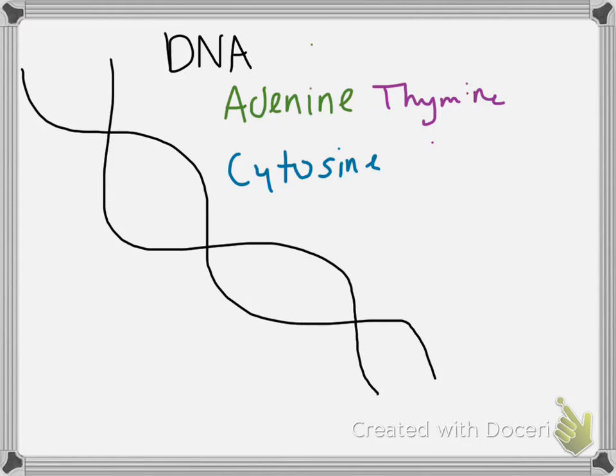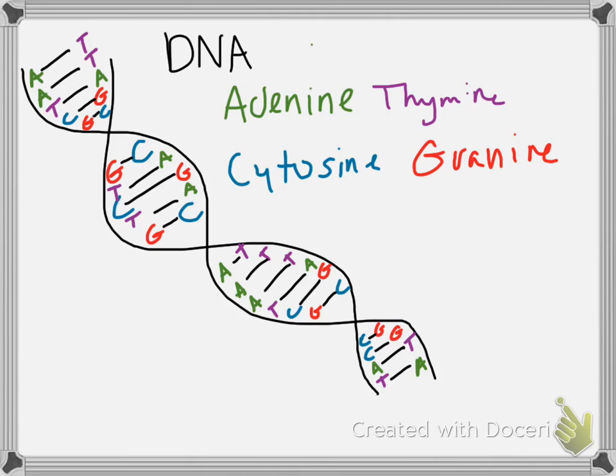cytosine and guanine. Okay? DNA is just this long, stringy molecule, and it's made up of only 5 things, basically. There are these 2, these are called bases.